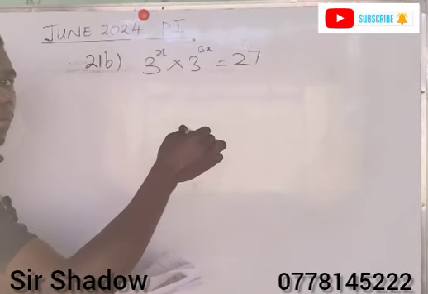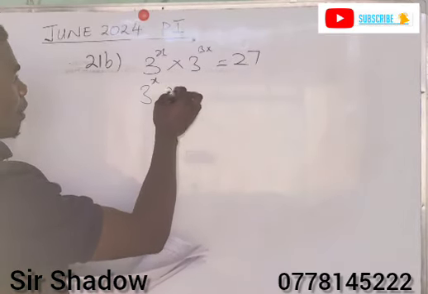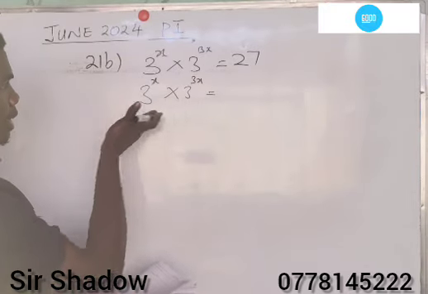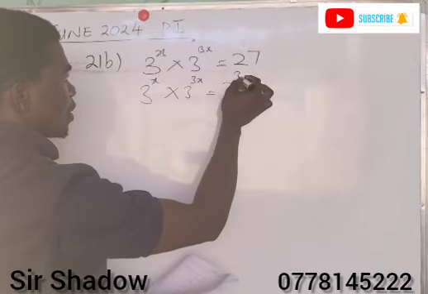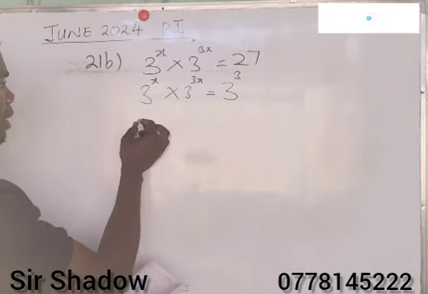You want to apply the laws of indices. So we are saying 3 to the power of x multiplying 3 to the power of 3x is equal to, remember, these bases should all be equal. So 27 is 3 to the power of 3. The bases are now equal, so ignoring the base, we take the powers.